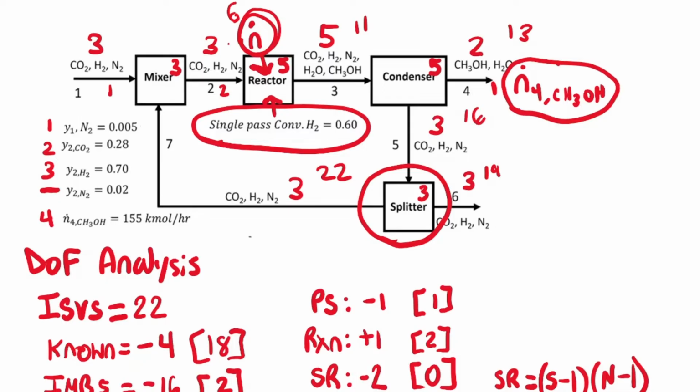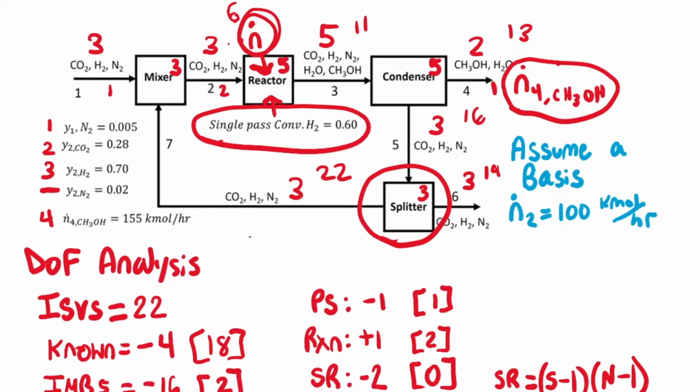We can assume a basis. What that means with assuming a basis is that we're going to assume N2 dot of 100 kilomoles per hour. The reason why is because my methanol flow rate is in kilomoles. So in terms of units, it just makes it a little bit more convenient for us down the line. So we assume a basis for N2 dot.